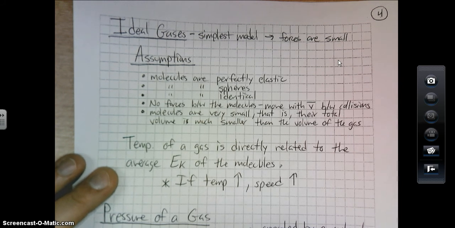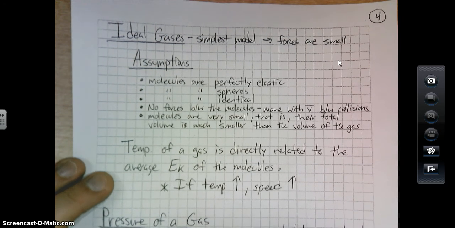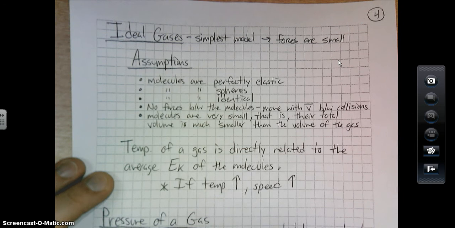First and foremost, the molecules are perfectly elastic. And if you don't know what that means, go back and take a look at the video I made about matter, and how molecules or atoms are perfectly elastic, and you should know that from momentum and things like that. Also, molecules are spheres. We're going to consider them tiny little circles, three-dimensional circles, I guess. And also that molecules of one type of compound or one type of atom are identical.